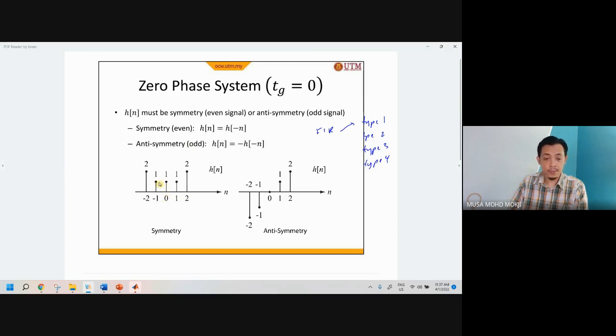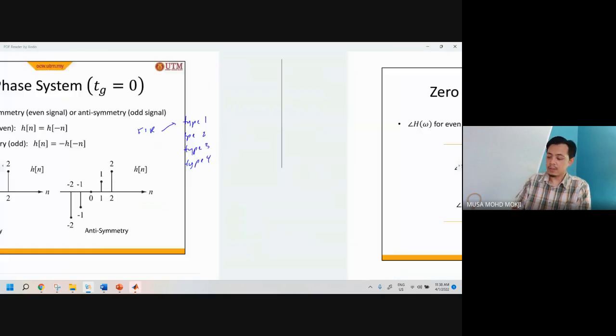We have 5 samples here, starting from -2 up to 2. And where is the symmetrical line? At 0. So the symmetrical line should be at 0. And this is the anti-symmetry. The symmetrical line is also at 0. And then at -2 the value is -2, but at 2, the value is 2. Okay, this is what we call anti-symmetry. So these 2 types, and actually we have 4 types. So it will have a zero phase.